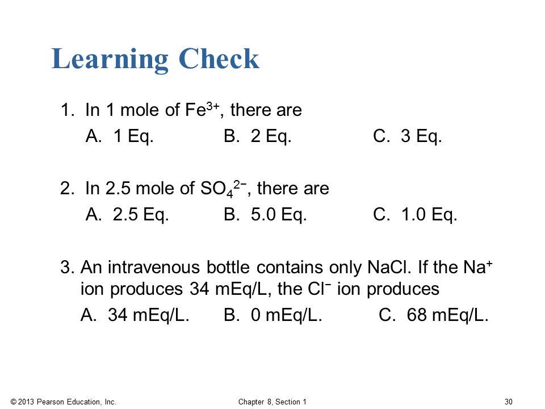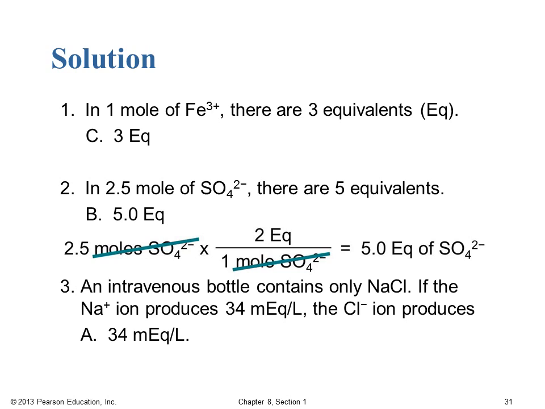And then if we have an intravenous bottle containing only salt, and we have 34 milliequivalents per liter of sodium, then we should have the same amount of chloride equivalents, because when we put NaCl in water, we break it up into one Na plus and one Cl minus. So they should be of the same concentration. And so it should be choice A. We can see some of that worked out here.